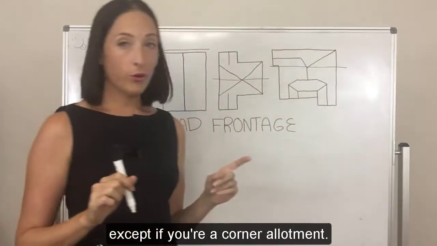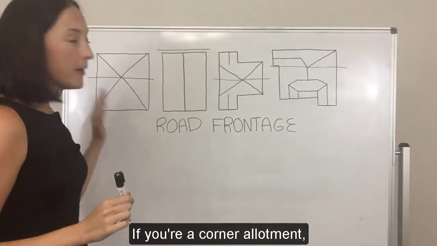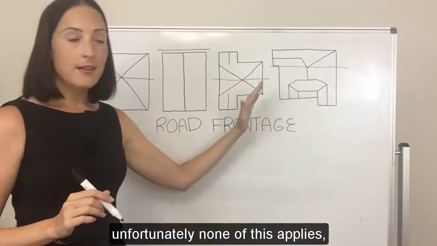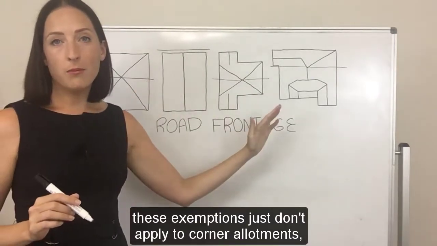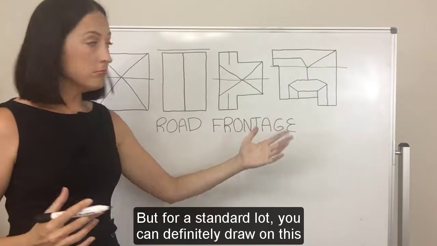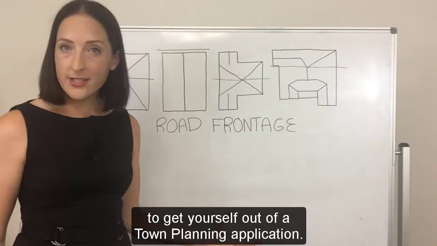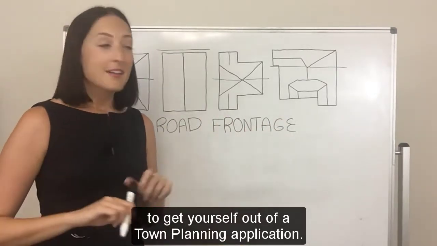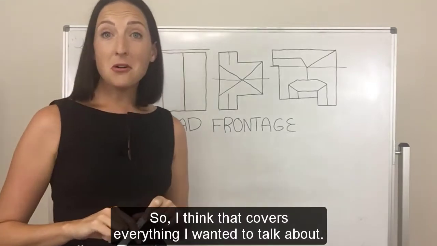except if you're a corner allotment. If you're a corner allotment, unfortunately, none of this applies. These exemptions just don't apply to corner allotments. You have to ignore everything we've talked about today. But for a standard lot, you can definitely draw on this to get yourself out of a town planning application. So I think that covers everything I wanted to talk about.